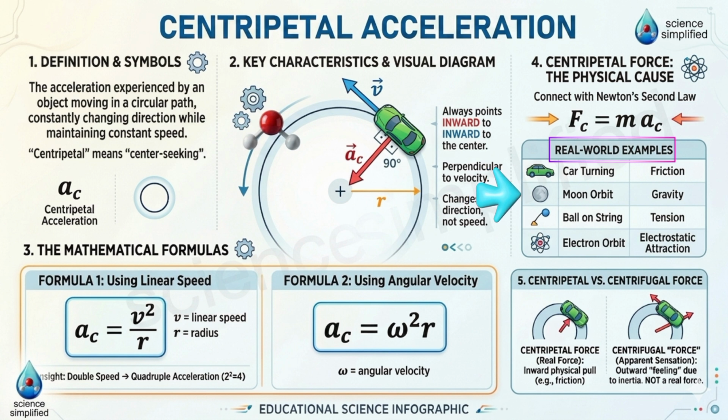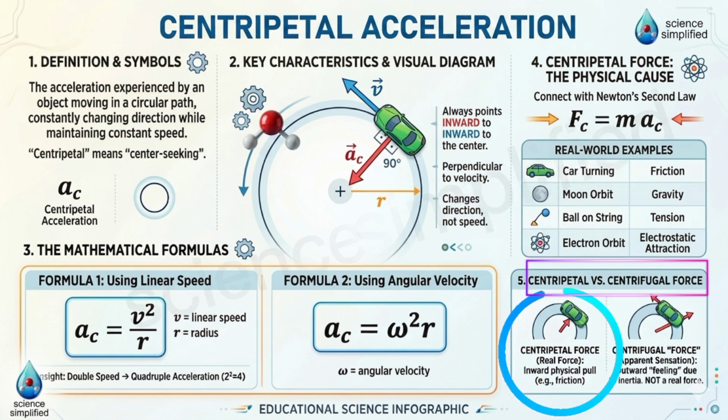For a car turning on a road, the centripetal force is provided by friction. For the moon orbiting Earth, the force is gravity. For a ball tied to a string and swung in a circle, the force is tension. And for an electron orbiting a nucleus, the force is electrostatic attraction.